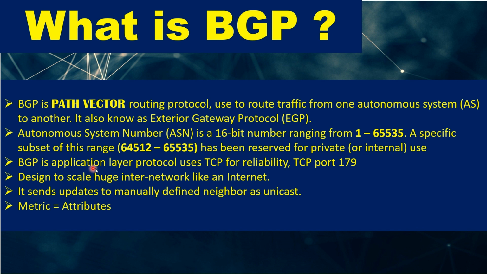BGP is an application layer protocol which uses TCP for reliability, and the port number is 179. So it is very important to remember this TCP port number 179 because it helps to troubleshoot BGP. In case everything is configured properly, the BGP configuration is okay, and though the neighborship is not coming up, we need to check whether there is any ACL applied. Maybe that ACL is not allowing port 179. So this is a very important port number to troubleshoot BGP.